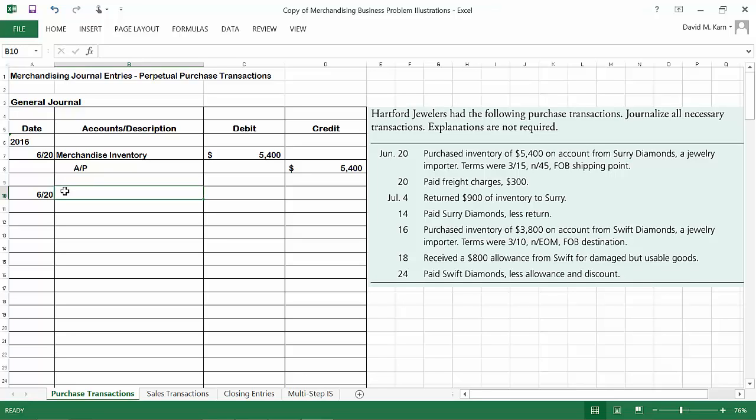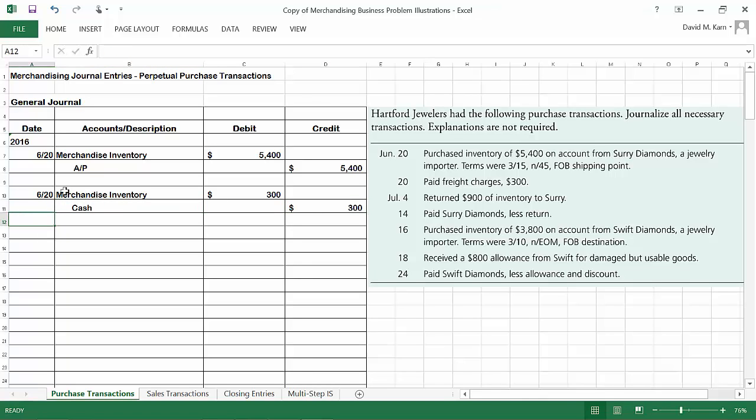So when you think about it, the freight or shipping charges is going to cost us more money as far as our cost basis of inventory. So when we go to sell it, say that we sold this $5,400 of inventory for $10,000. Well, it didn't really cost us just $5,400. It actually cost us $5,700 because the freight charges are going to increase the amount that our inventory cost us. So we will have to again debit merchandise inventory here for $300, and then it says that we paid it, so we will credit cash.